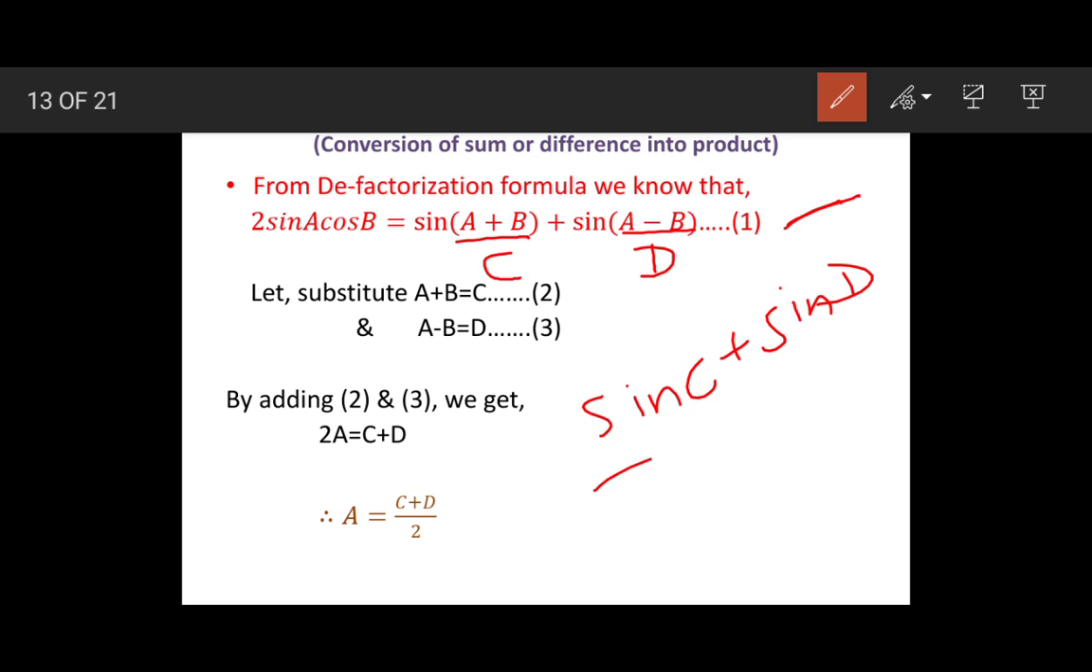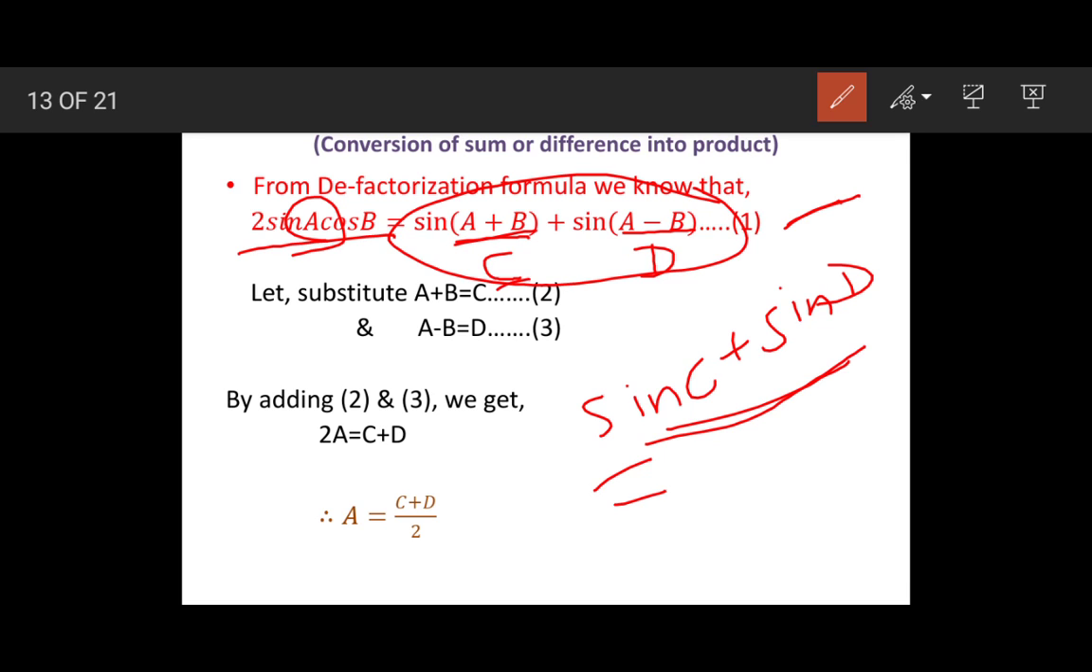I am substituting on the right hand side now. So the expression sin c plus sin d is equal to 2 sin a cos b. Now what will a be? As I converted a plus b as c and a minus b as d, now I have to find a in terms of c and d. So for that, what will I do?